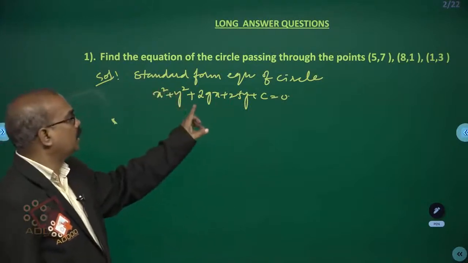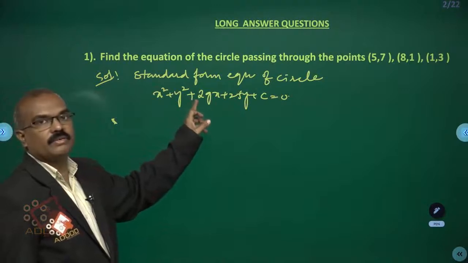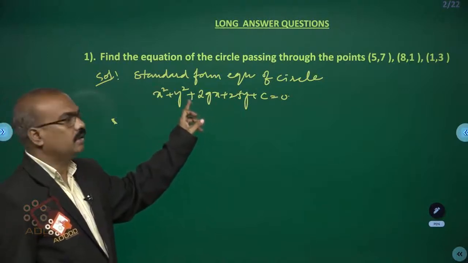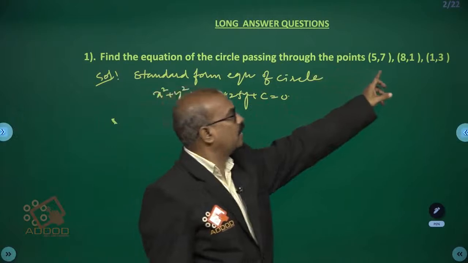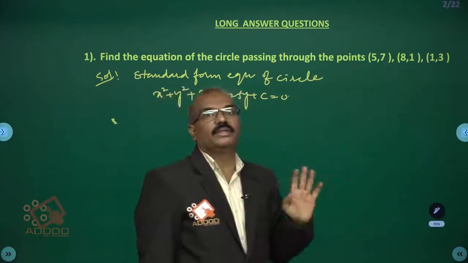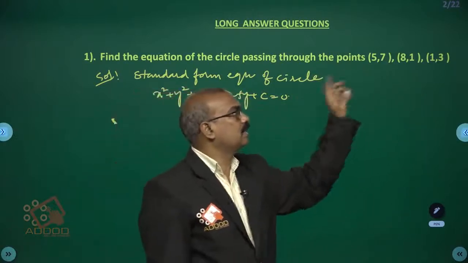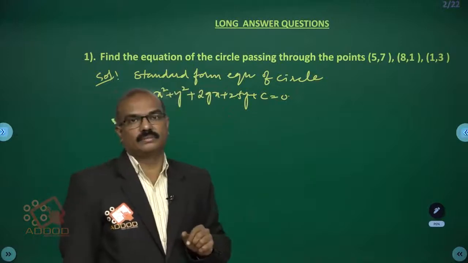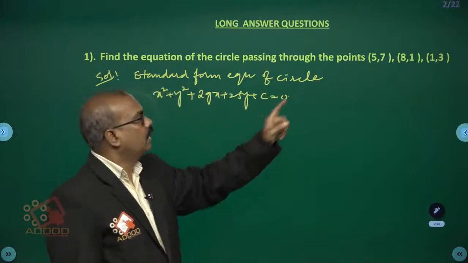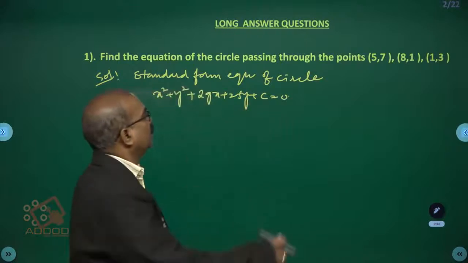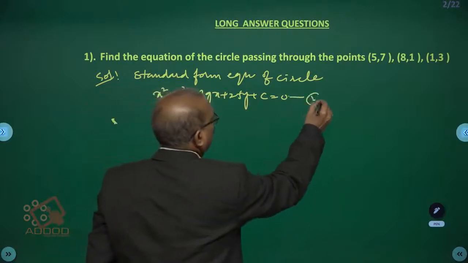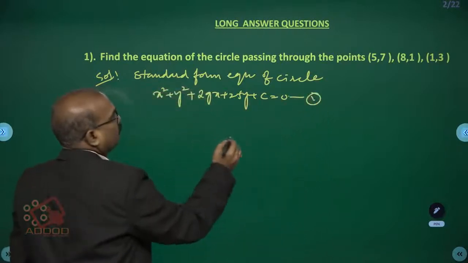Let me assume this is the required circle. This circle passes through this point and this point and this point. That means these 3 points satisfy this equation. So let me substitute these points in this circle, equation 1.